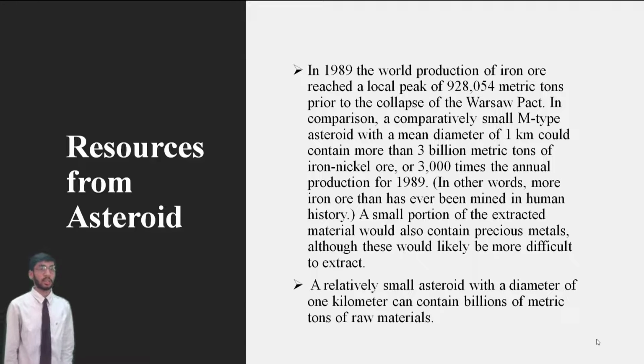Resources from asteroids. As we investigate the past, in 1989 the world production of iron ore reached its peak at around 928,051 metric tons. Comparatively, a small M-type asteroid with a mean diameter of 1 kilometer could contain around 3 billion metric tons of iron and nickel, which is around 3,000 times the annual production of 1989.